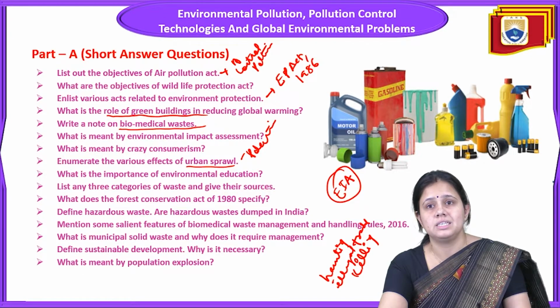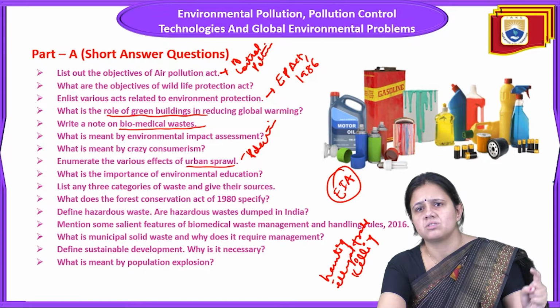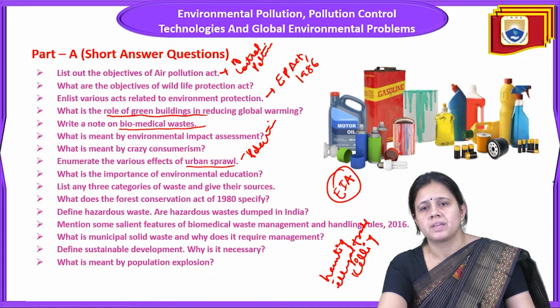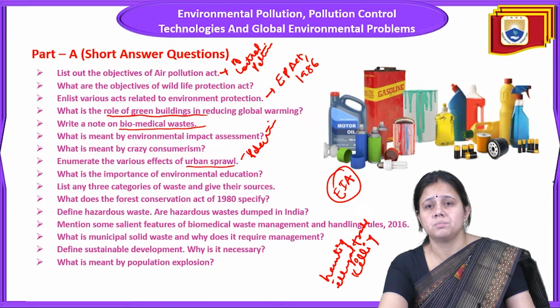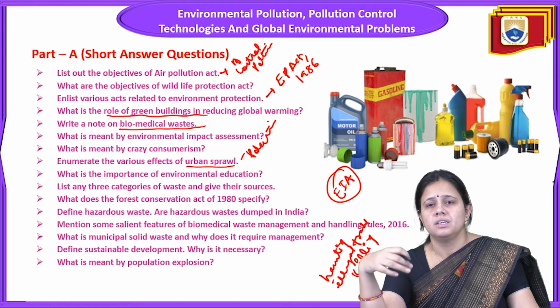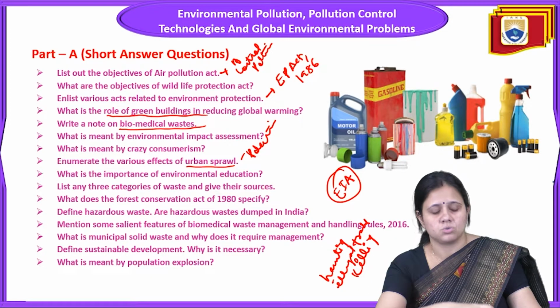List any 3 categories of waste and give their sources. So you have to discuss the categories of wastes. First one is biomedical waste, then municipal solid waste, and hazardous waste, and write down their sources also. Biomedical waste source is the hospital. Municipal solid waste is that waste generated from any household activity, and industrial waste is generated by industrial sources.